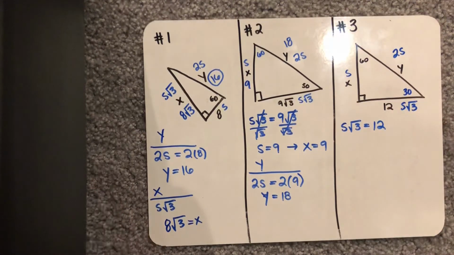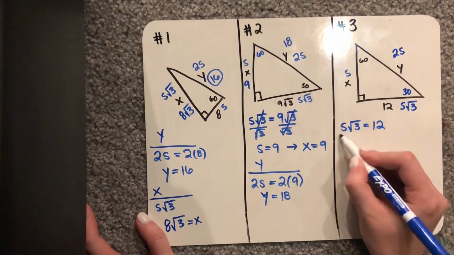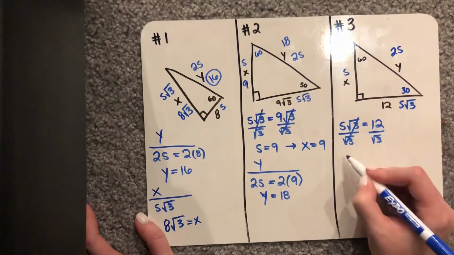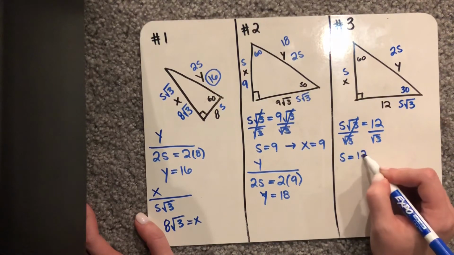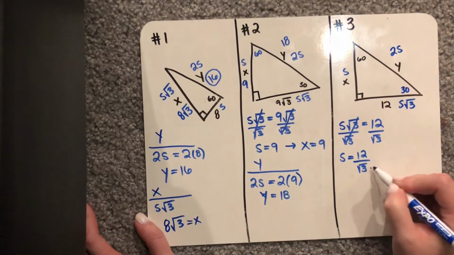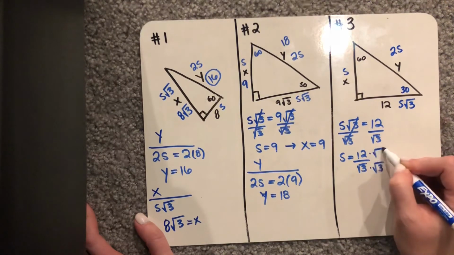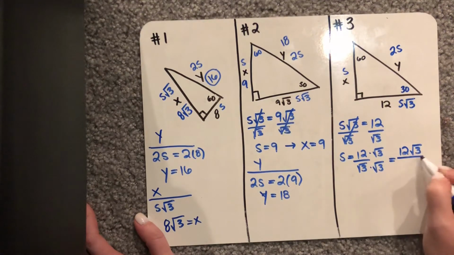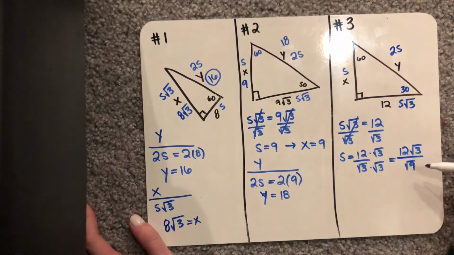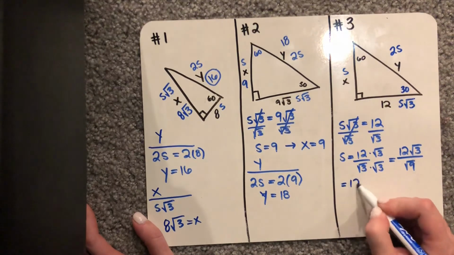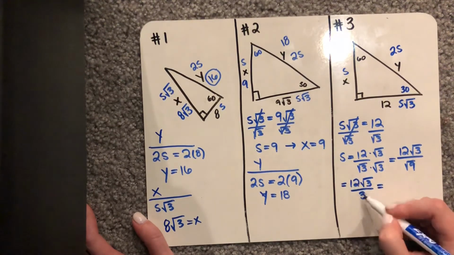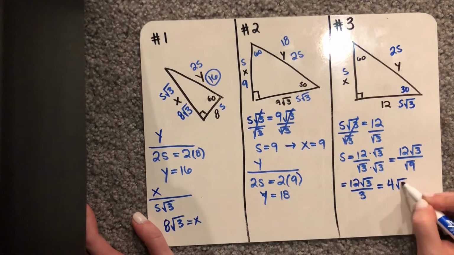But we know 12 is going to equal S times the square root of 3 because it's in the same spot. I'm going to divide by the square root of 3 on both sides. So then S becomes 12 divided by the square root of 3. I cannot have a radical in the denominator, so I'm going to rationalize that by multiplying the top and the bottom by the square root of 3. So that right there leaves me 12 times the square root of 3 over 9. The square root of 9 becomes 3. And you can simplify 12 and 3 to get 4 times the square root of 3.